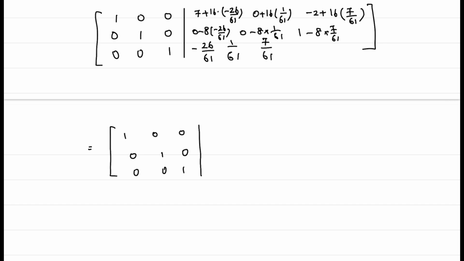That is 11. 11 by 61. Then 0 plus 16 by 61 is 16 by 61. Minus 2 plus 16 into 7 is 112. 2 into minus 2 into 61. Plus 16 into 7 is 112. Minus 10 by 61.